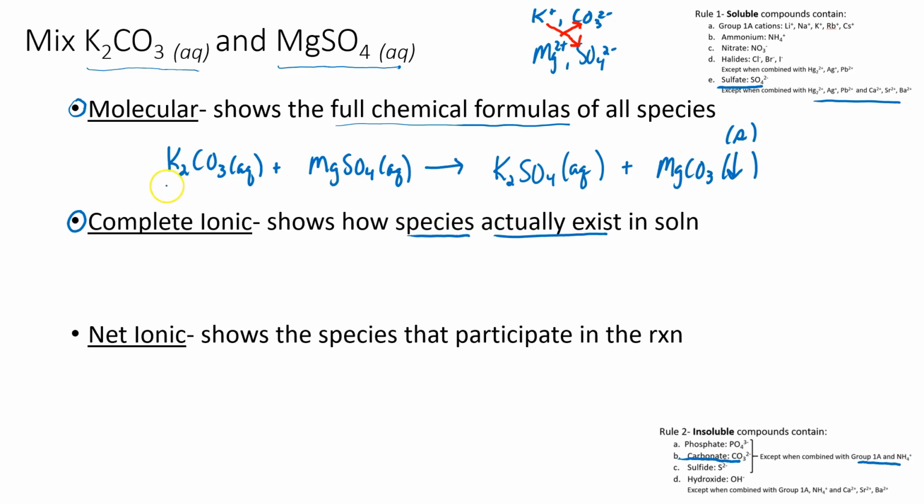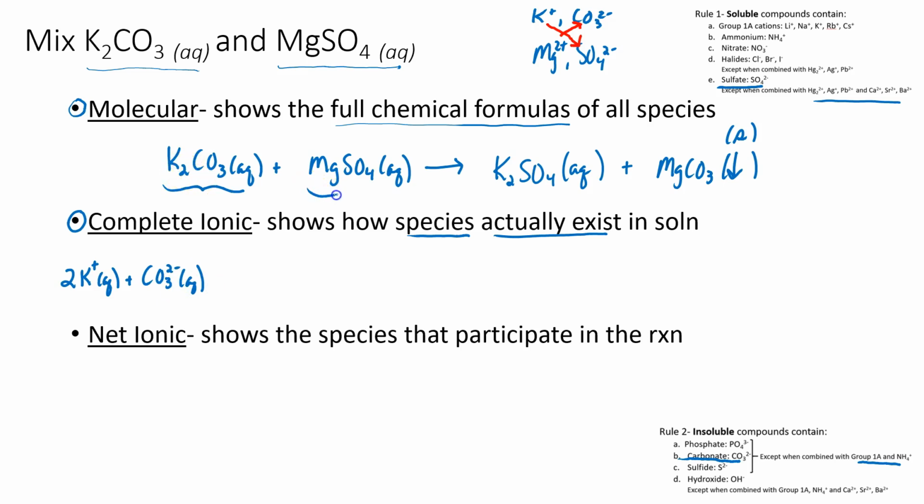So now on to the complete ionic equation, which shows how these species or solutes actually exist in solution. Our first compound to consider is potassium carbonate. That is a soluble ionic compound. It's going to dissociate 100% into two potassiums and one carbonate. I have two potassiums because of this subscript.